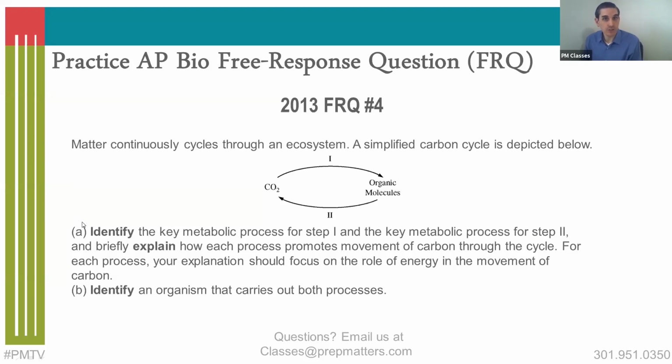Okay, so how would we go about this? Identify. So all I need to do for that is name something. That's all I need to do. I need to point out a key metabolic process for step 1 and the process for step 2. It actually says the, so it's going to be specific. If it said A, then there'd be more than one, and any one of the options would be fine so long as it's relevant, but you just need to name it to get that point. And then briefly explain how each process promotes movement of carbon through the cycle.